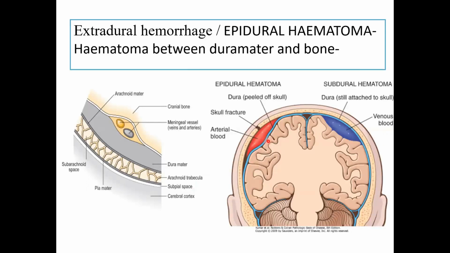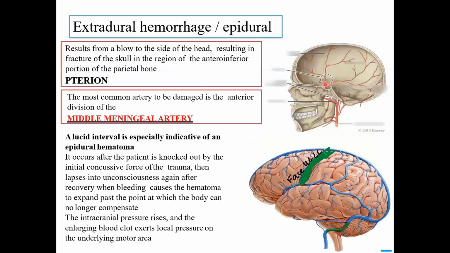These extradural hematomas are present between the skull bones and the dura mater, and they strip off the dura mater from the skull. The only structures present between the skull bones and the dura mater are the meningeal vessels, the veins and the arteries. Mostly during extradural hematomas it is the artery that is involved, and the most common artery involved is the middle meningeal artery. The most common site of rupture for this artery is at the pterion, where four bones meet: the frontal, parietal, temporal and the sphenoid bone.